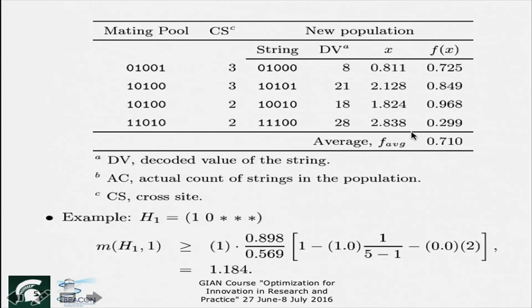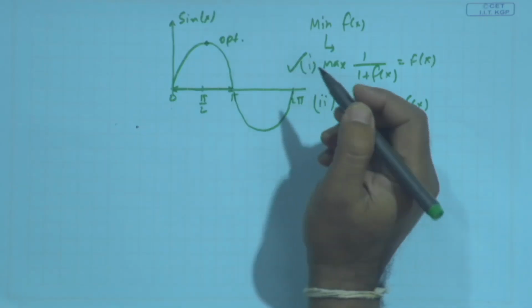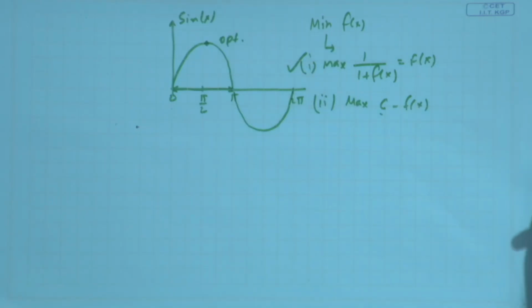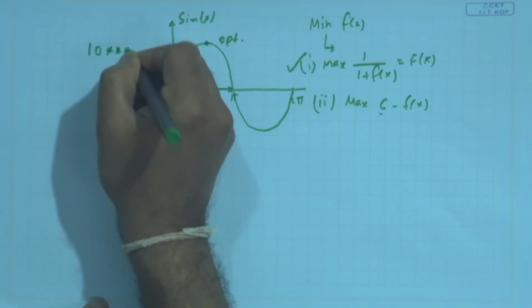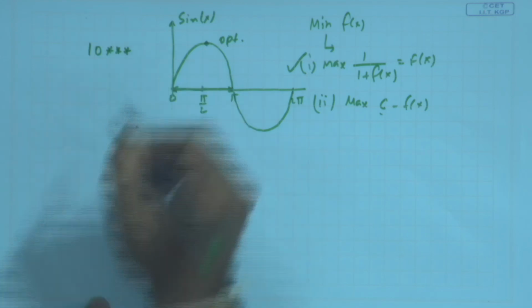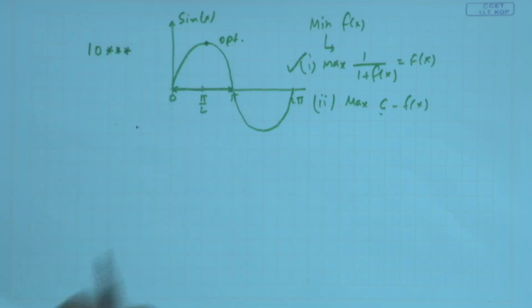Okay, let's try to do it based on the schema theorem that we just discussed. Let's say I take a schema H1, which is 1, 0, star, star, star. So what region does it represent? Let me get back to the paper here. So what schema does this one represent? So we have 1, 0, and then star, star, star. So what is the lowest decoded value and highest decoded value that you can get with this?